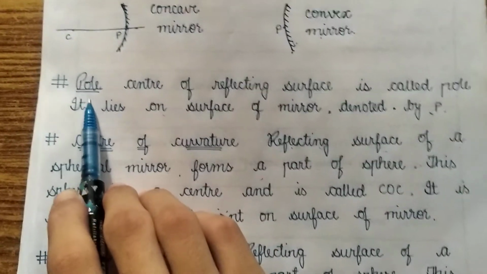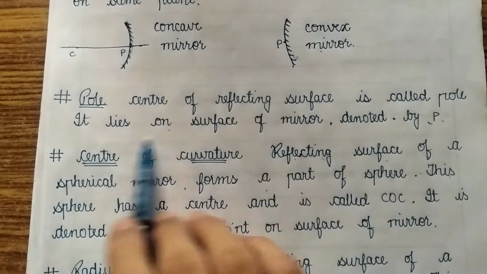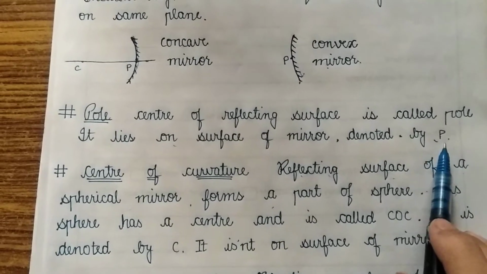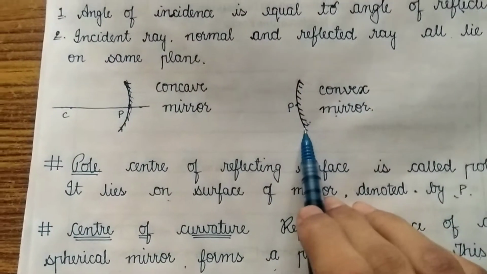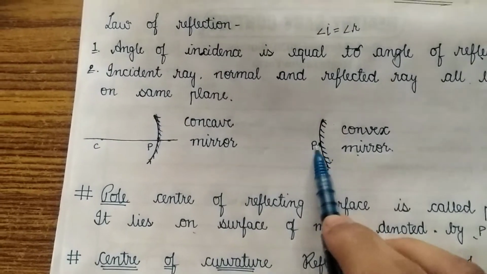First is the pole. The center of the reflecting surface is called the pole. It lies on the surface of the mirror and is denoted by P. It means that this is a mirror, and this is the center of the mirror, and this point is known as the pole.